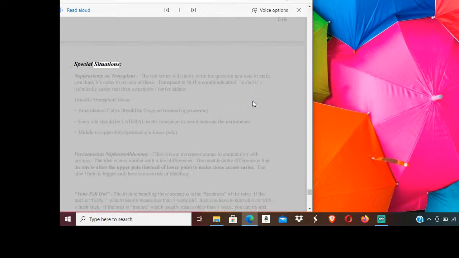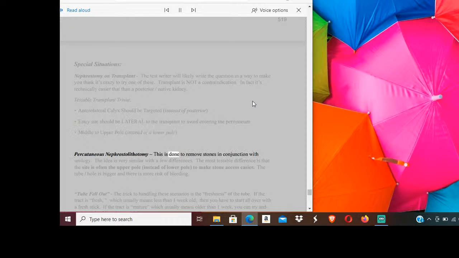Special situations. Nephrostomy on transplant. The test writer will likely write the question in a way to make you think it's crazy to try one of these. Transplant is not a contraindication. In fact, it's technically easier than a posterior native kidney. Testable transplant trivia: anterolateral calyx should be targeted instead of posterior. Entry site should be lateral to the transplant to avoid entering the peritoneum. Middle to upper pole instead of a lower pole.